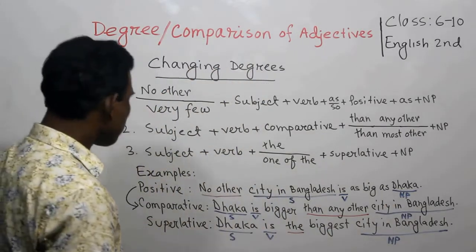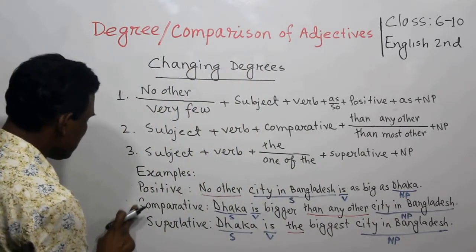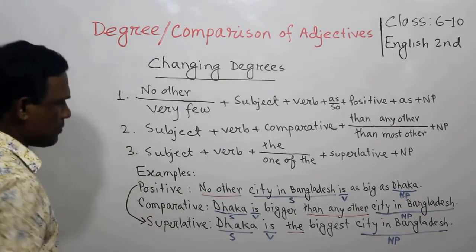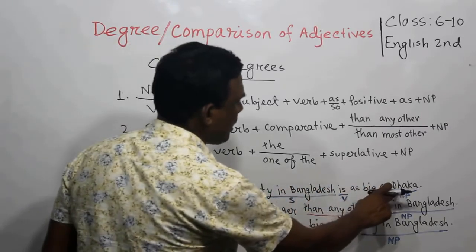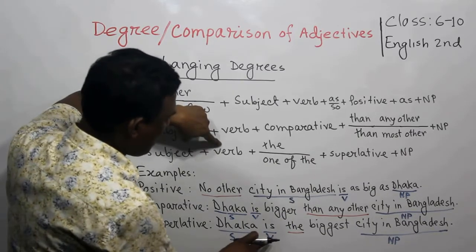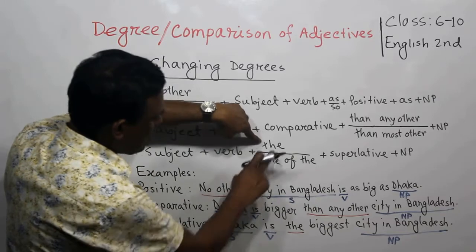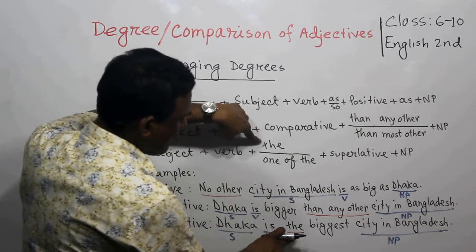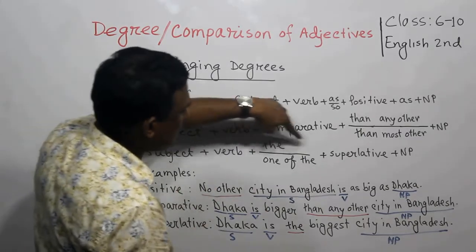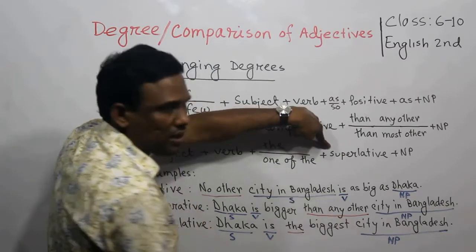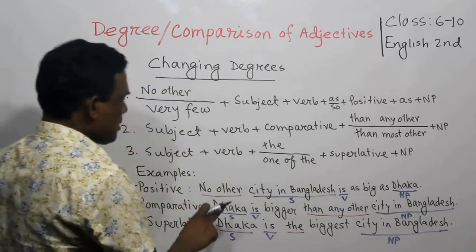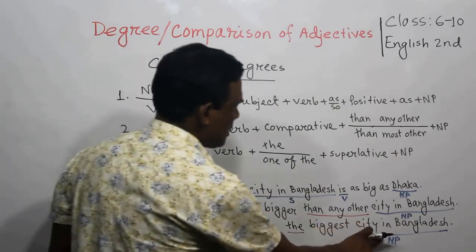Okay. Now positive to superlative. NP Dhaka has become subject according to the third structure. Plus verb is, you can see the or one of the. Here the has been taken because the sentence has started with no other. The superlative, biggest is the superlative form of big, plus NP, subject city in Bangladesh has become NP.